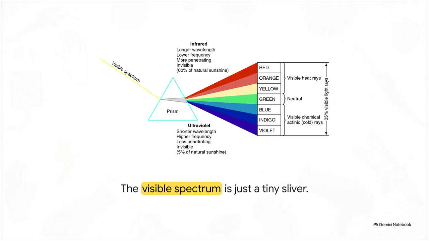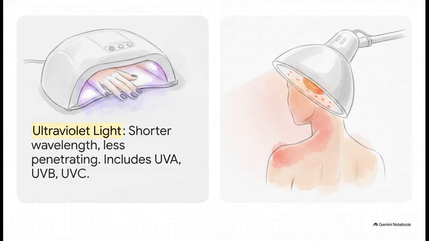Visualizing our tiny slice of that spectrum reveals something super fascinating. When a prism splits light, you realize that the visible light we can actually see with our human eyes, the colors of the rainbow, is just a tiny sliver of reality. Sandwiched right on the edges of what we can see are two incredibly powerful invisible forces: infrared rays, which have longer wavelengths and penetrate deeply, and ultraviolet rays, which have shorter wavelengths and less penetration. When we compare these two invisible lights side by side, we see totally different aesthetic applications.